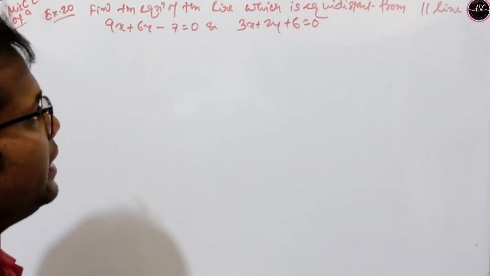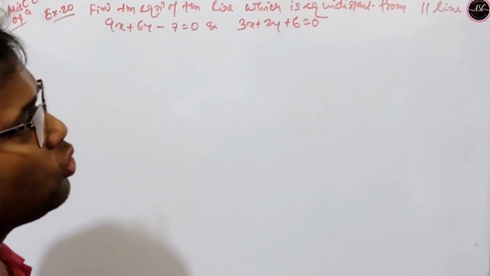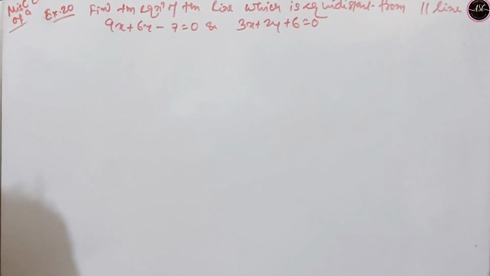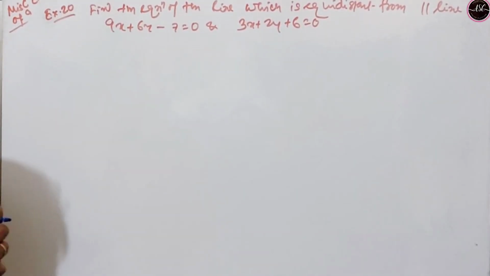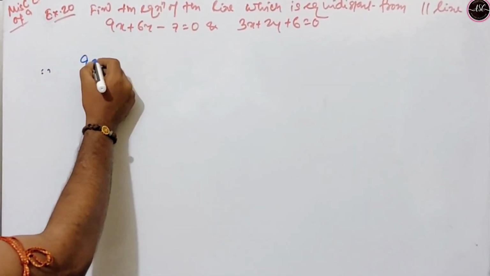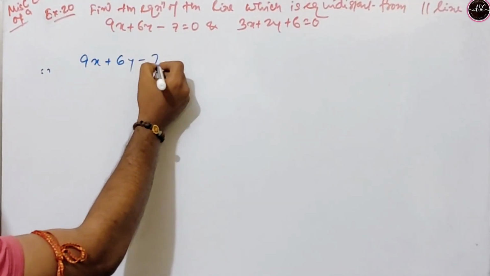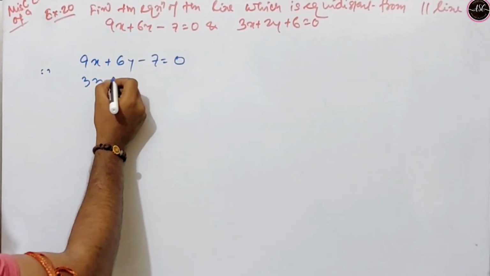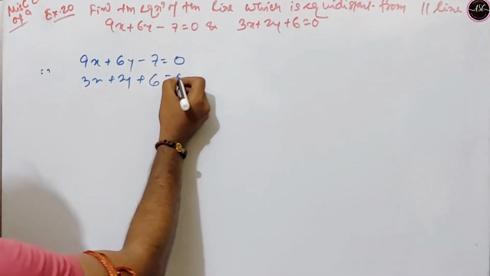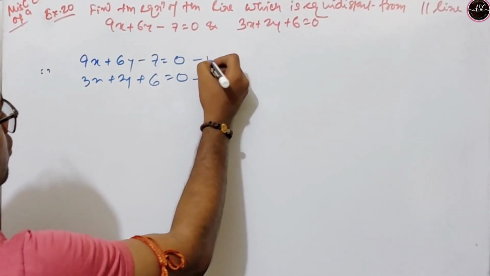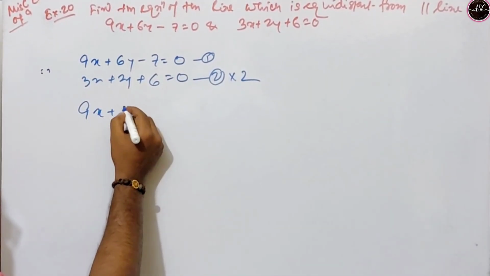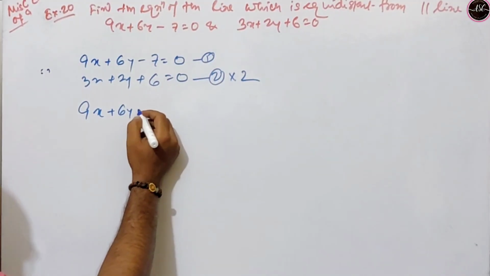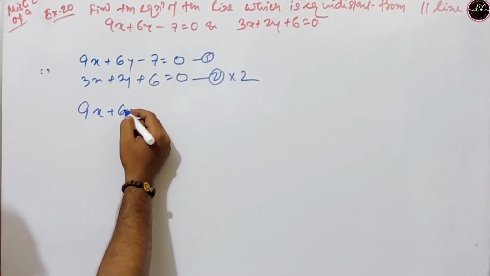Just look at this question. Find the equation of the line which is equidistant from parallel lines 9x plus 6y minus 7 equal to 0 and 3x plus 2y plus 6 equal to 0. So here are parallel lines: 9x plus 6y minus 7 equal to 0 and 3x plus 2y plus 6 equal to 0. This is equation 1 and this is equation 2. If we multiply equation 2 with 3, we get 9x plus 6y.